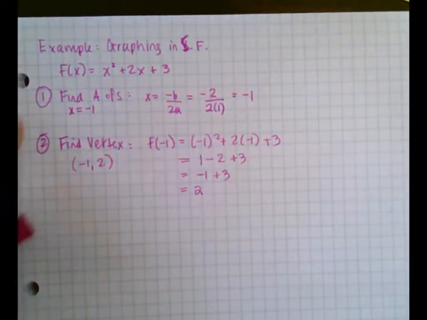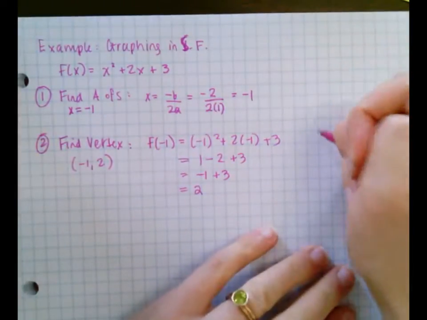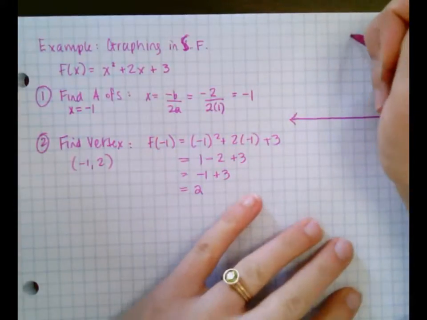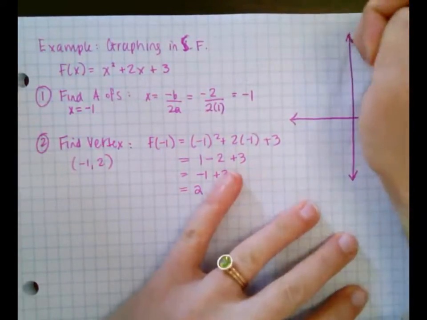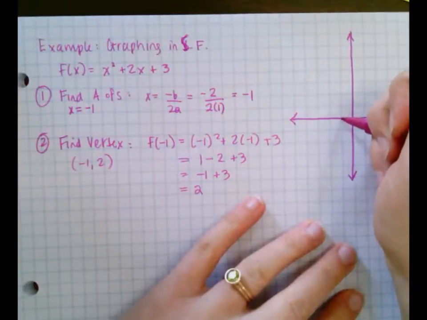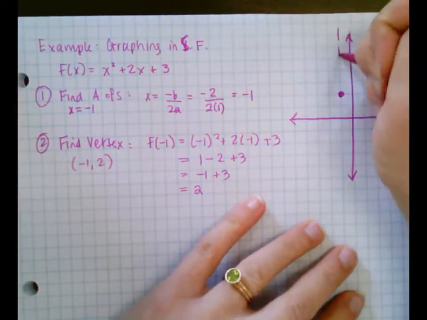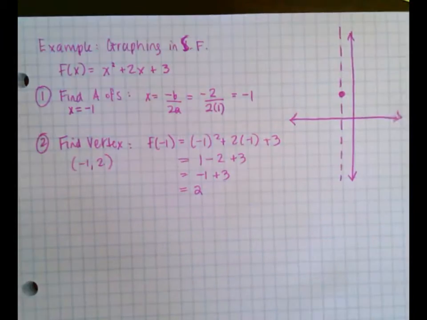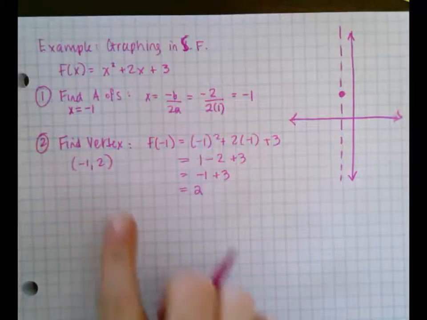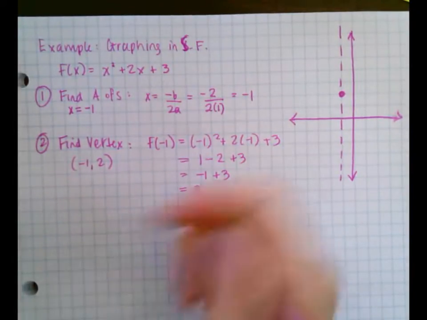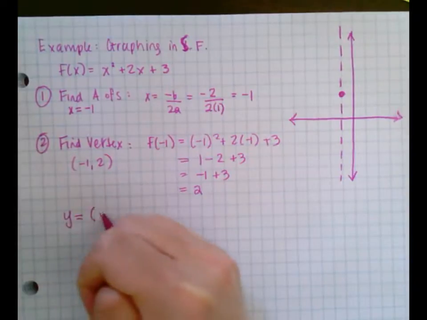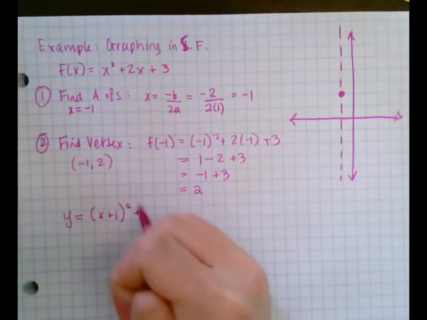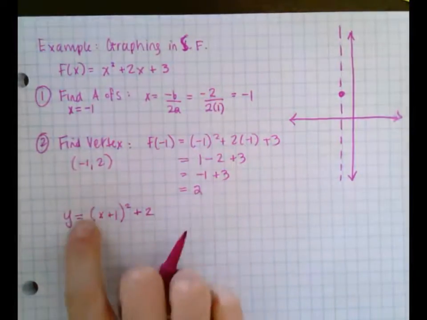Okay, so now that I have that first point and my axis of symmetry, I'm going to come here and sketch a graph. And I know a is 1, so I know it's going to be facing up. So I go over to negative 1 and up to 2. There's my vertex, and I'm sketching in my axis of symmetry. Okay, from here, I actually have enough information to write this in vertex form, right? Vertex form here would just be x plus 1, because it's minus 1, squared plus 2. And a is 1, so I didn't write anything up front.